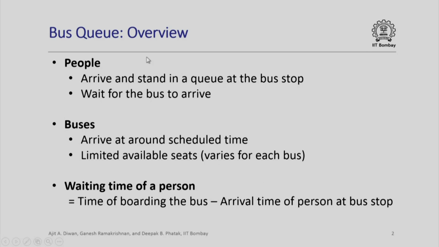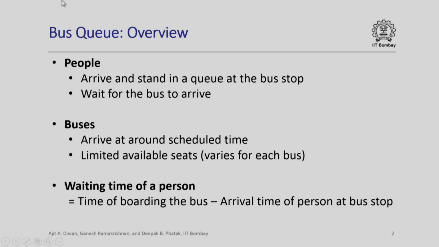First, let us do a quick overview of a bus queue. People will arrive and stand in a queue at the bus stop. They will wait for the bus to arrive. Please note that in actual practice people will arrive at random times. Similarly, buses will arrive at around the scheduled time, not necessarily exactly at the scheduled time. So again there is some randomness involved. In this particular illustration we are not going to use any random number generator etc. to simulate the actual bus queue. We are just trying to illustrate how bus queues are handled in a C++ program.